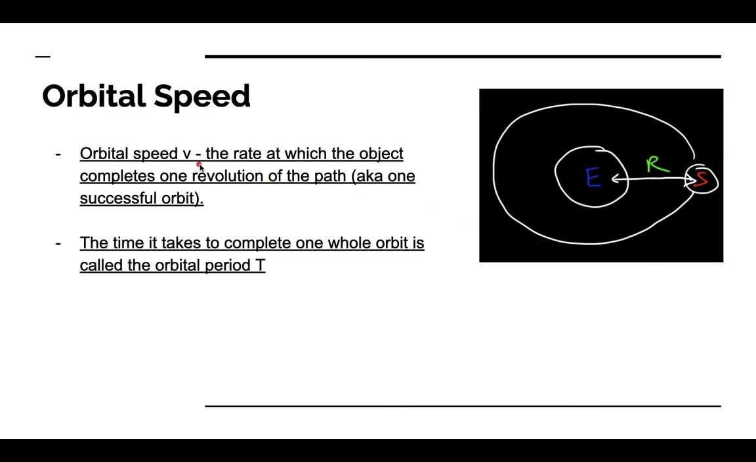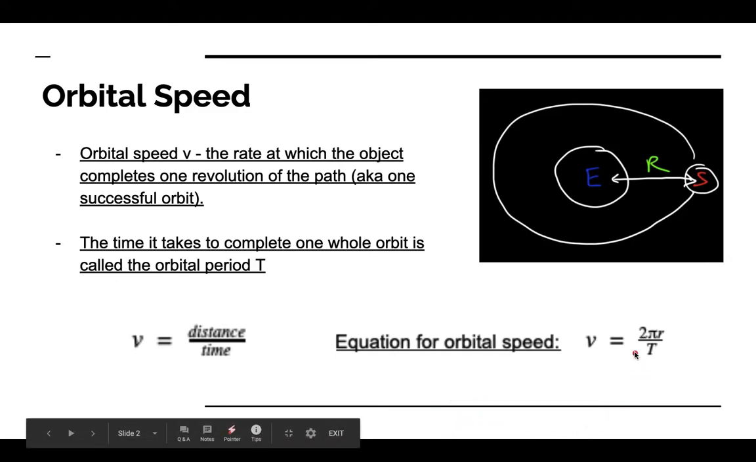So orbital speed, to reiterate, is the rate at which an object completes one revolution of an orbital path. And the time it takes to complete this whole orbital path is called the orbital period T. So the relationship we get between the orbital speed v and the orbital period capital T is v equals 2 pi r divided by T. This equation is not on your equation sheet, so it must be memorized.